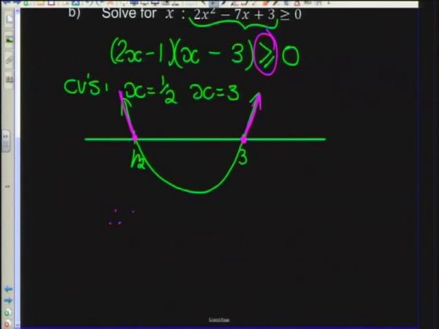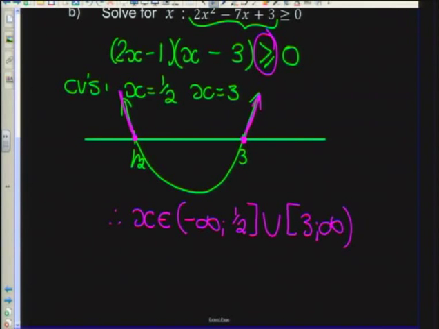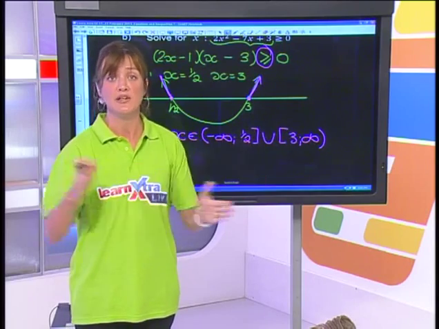So what are my values for x? It's everything from, round bracket, negative infinity to 1/2, and this time I'm going to make it a square bracket because we want to indicate that it is included. And then we do our union sign. We show that there's a gap between the two of them, and then I say from 3 to positive infinity. Please watch out, grade 11s, when you're writing your interval notation, that it always gets written from smallest to biggest.